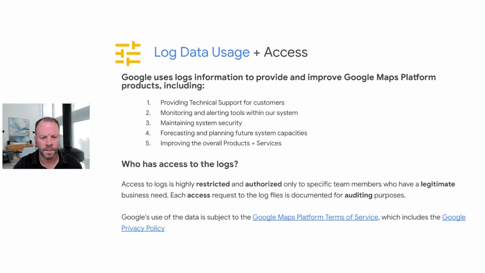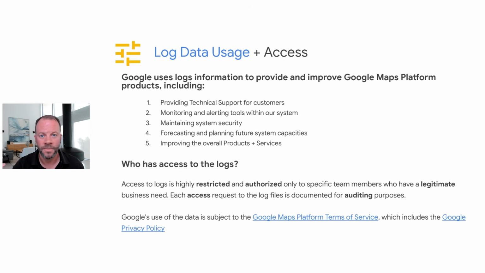So let's start talking about logging data. The majority of the data that we're collecting on Google Maps platform relates to logging data. The data that we collect in logs is used for 5 specific purposes. We use it for providing technical support to our customers. We use it for monitoring and alerting within our system. We use it for enhancing system security, forecasting and planning for system resources, if we have enough server or network bandwidth to provide our platforms. And probably most importantly, we use that data to improve our products and services.